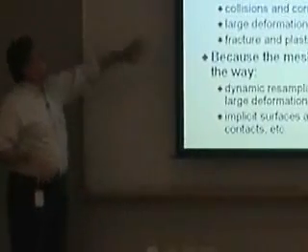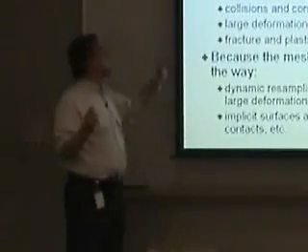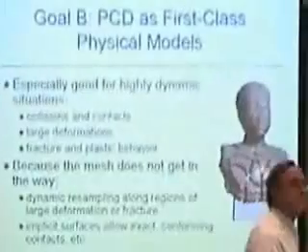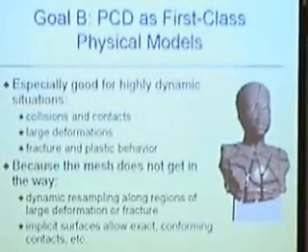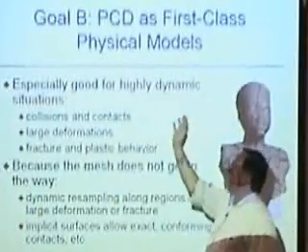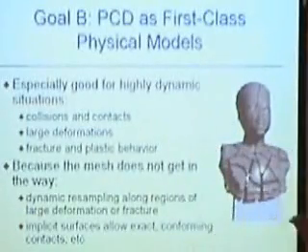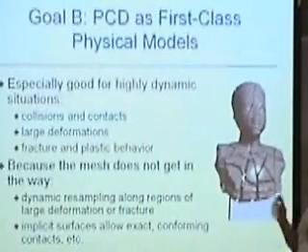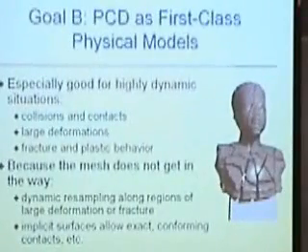That's especially when you have highly dynamic situations, like collisions and contacts, large deformations, fracture and plastic behavior. And then the point cloud is a good representation because somehow the mesh doesn't get in the way. In those situations, if you have a mesh, you would have to do very large-scale updates to the mesh structure to maintain consistency. In the point cloud, somehow the connectivity is implicit in the positions of the points.